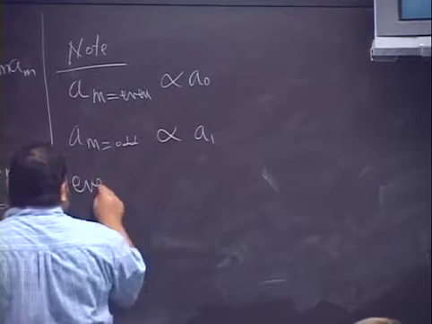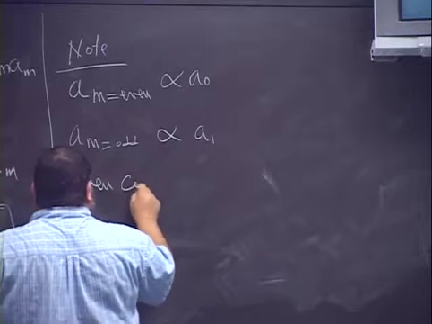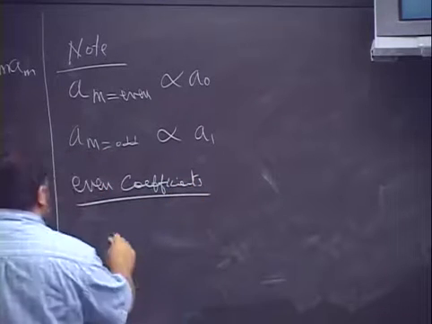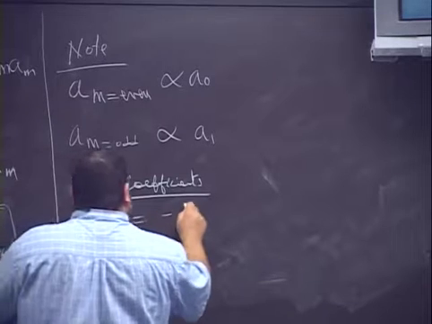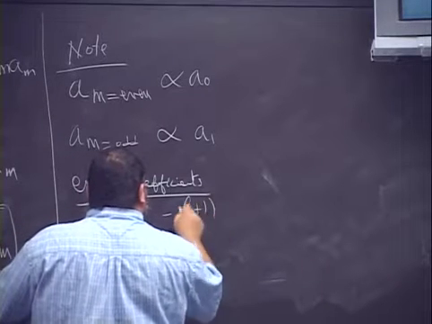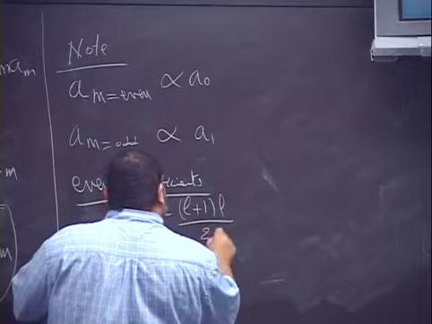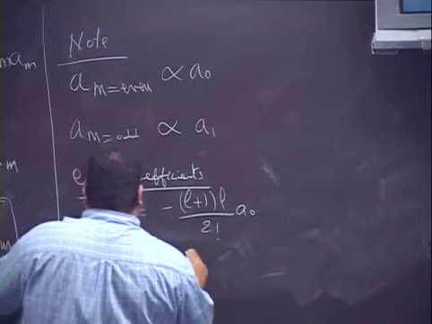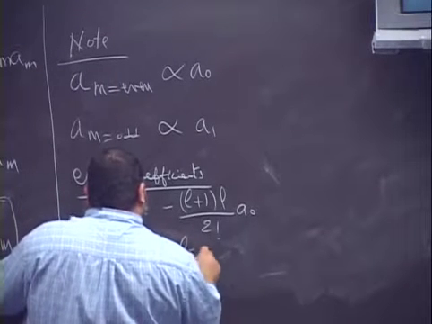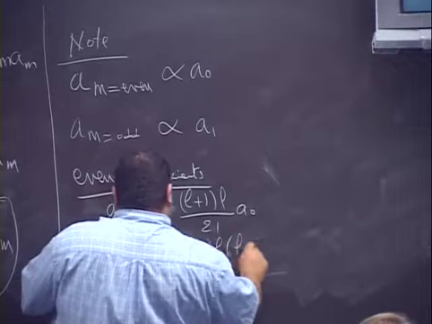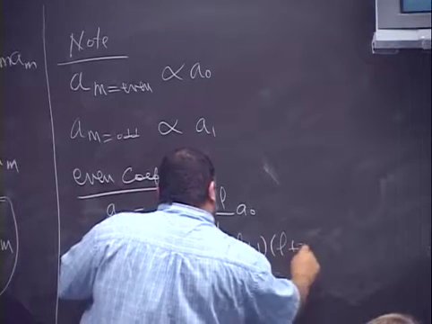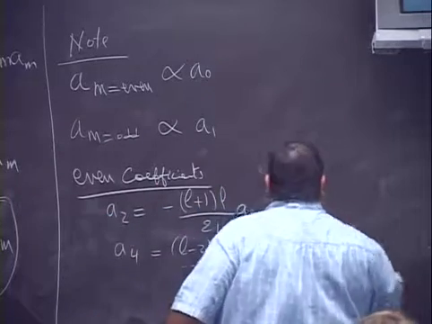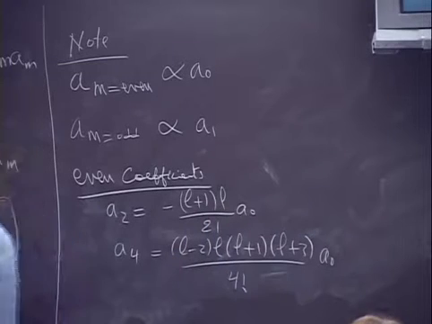So let's look at even coefficients. The even coefficient A2 will be just negative L multiplied by L plus 1 divided by factorial of 2, A naught. A4 will be just equal to L minus 2 multiplied by L multiplied by L plus 1 multiplied by L plus 3, all divided by factorial of 4, A naught.